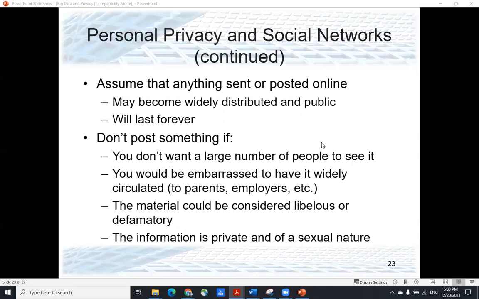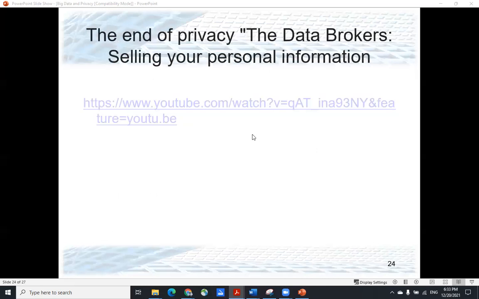So the recommendations here are: if you don't want a large number of people to see something, and you would be embarrassed to have it widely circulated, for example by your parents or employers, don't post it. If the material could be considered libelous or defamatory and you could end up being sued for posting it, just don't post it, unless of course you don't care. And if the information is private and of a sexual nature, don't post it. These are some examples of things you should not post.